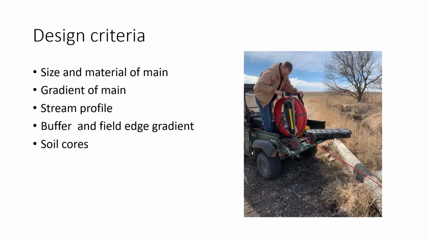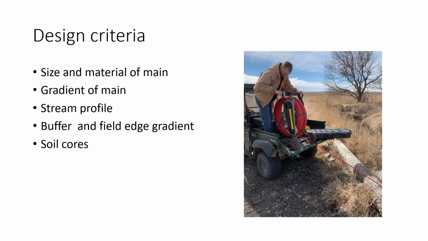Design criteria, really, once again, similar to bioreactors. If you saw the bioreactor webinar, you need to know the size and material of the main as well as the grade of that main. But in addition to knowing those characteristics of the main, we do need to know that stream profile. So kind of where's that expected water line at? Where's that water table going to be at most points in time during the year, as well as do we have actively eroding stream banks, or are they pretty stable?